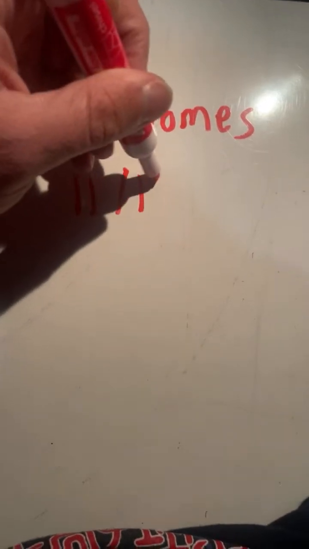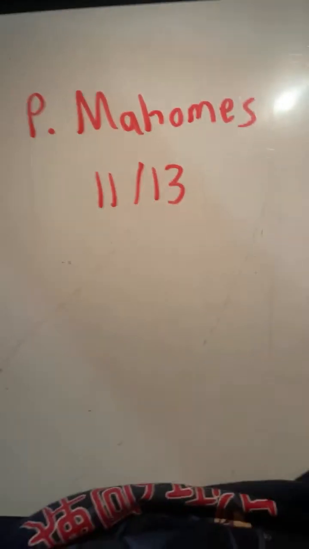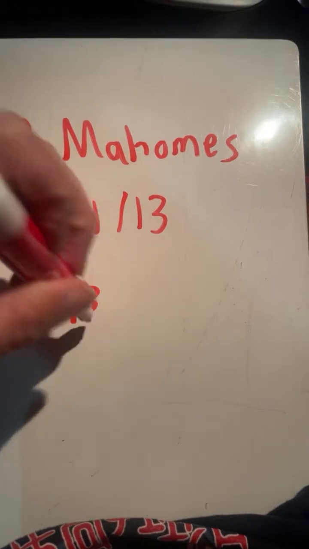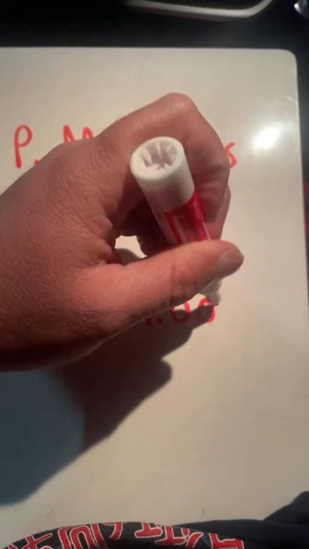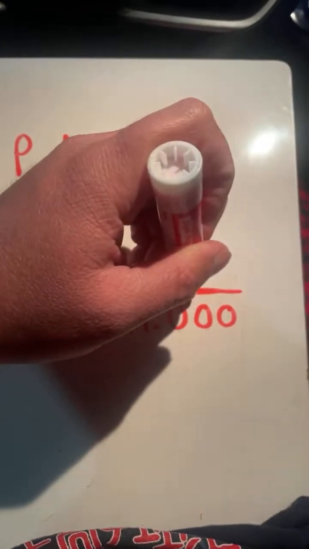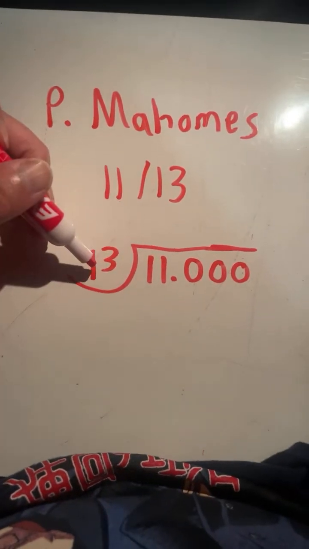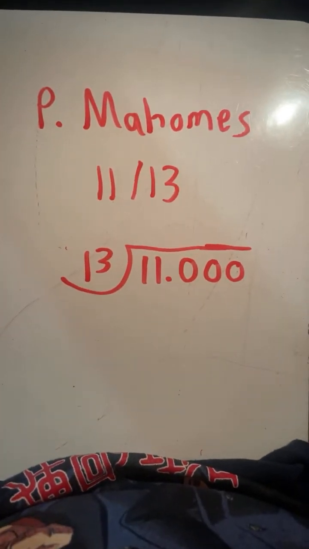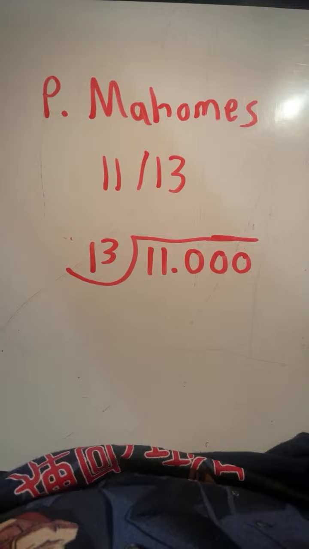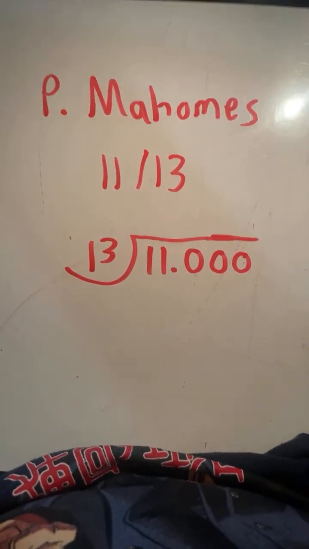So Patrick Mahomes completed 11 out of 13 passes. 13 pass attempts, 11 hit a receiver. So 13 divided by 11.000. So now I've got to figure out how many times 13 goes into 110. Because when it comes to division with decimals, I always say you divide as if you're dividing a whole number, and then at the very end, you move the decimal point over.